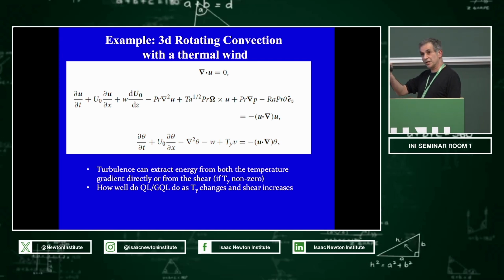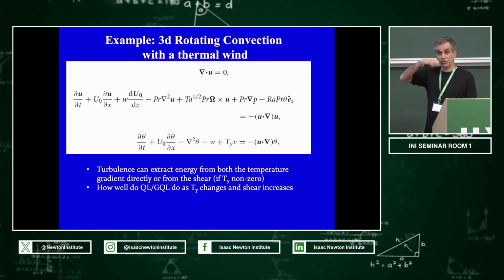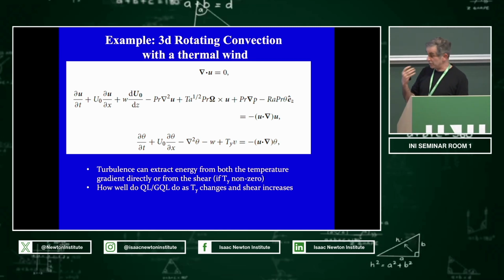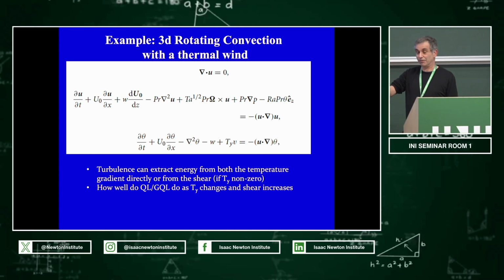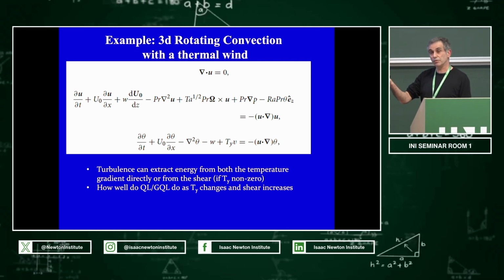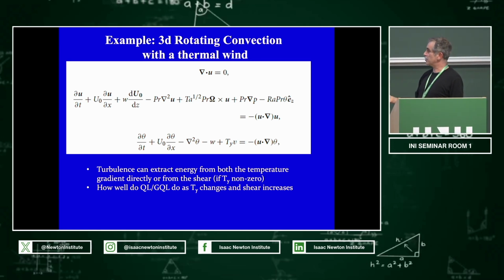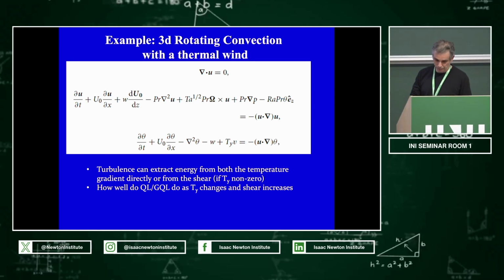If we start off with Ty equals 0, we just have rotating convection, and one wouldn't necessarily expect quasilinear theories to do very well. In fact, Malkus's original theory was for straight convection, but there's no real reason to assume that QL or GQL would do very well, and indeed it doesn't. But does it do better as we increase Ty?